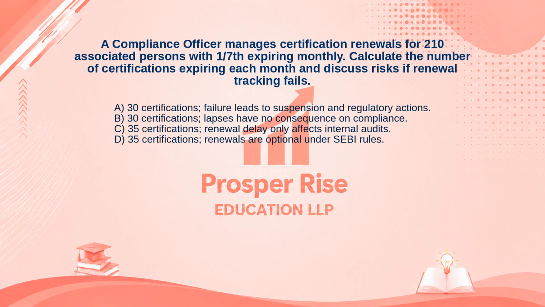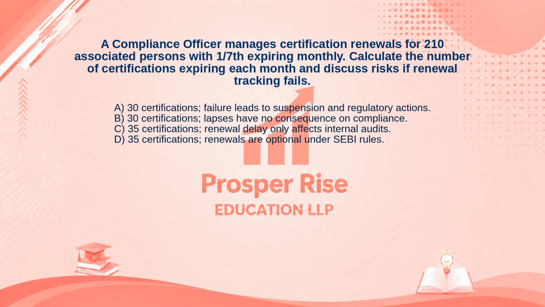Here are your options. A. 30 certifications. Failure leads to suspension and regulatory actions. B. 35 certifications. Lapses have no consequence on compliance. C. 35 certifications. Renewal delay only affects internal audits. Or D. 35 certifications. Renewals are optional under SEBI rules. Take a moment to pause the video and decide.